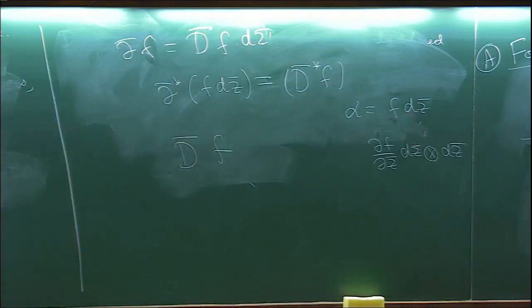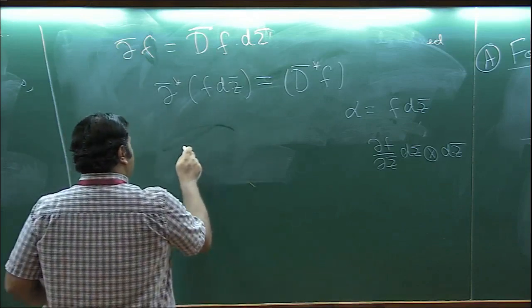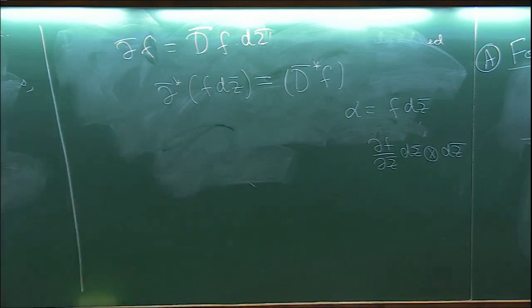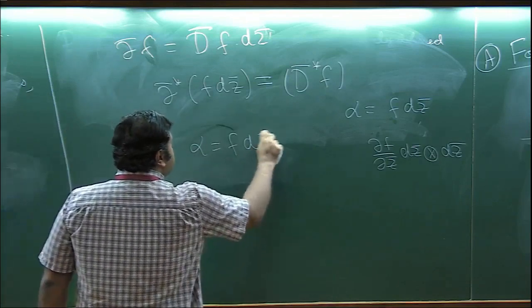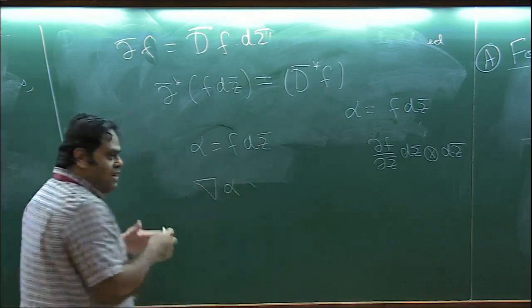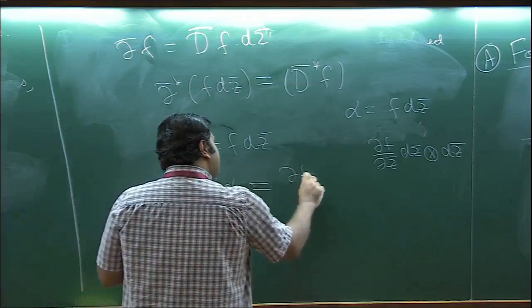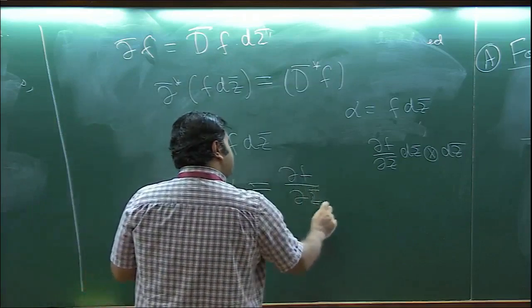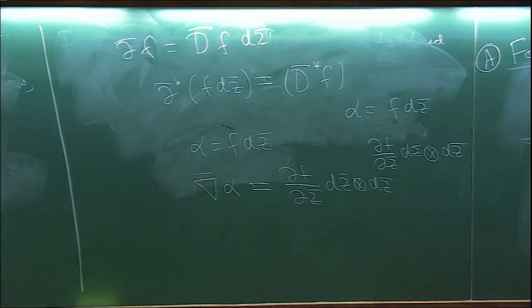So therefore, this d bar f over here, what we are doing here is taking the covariant derivative of the form alpha. My form alpha was f dz bar, and we are taking the covariant derivative with respect to the flat metric, and that would precisely be, with a bar perhaps, since we're only interested in the 0,1 part, this guy. So I have identified this part, and this must be its adjoint.